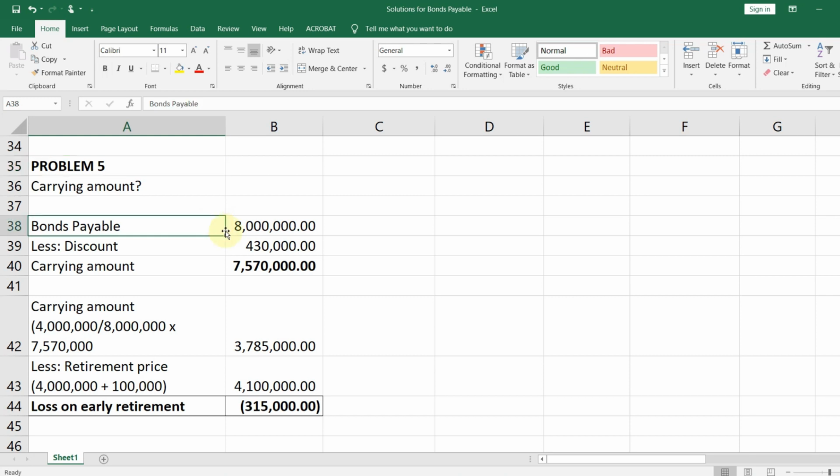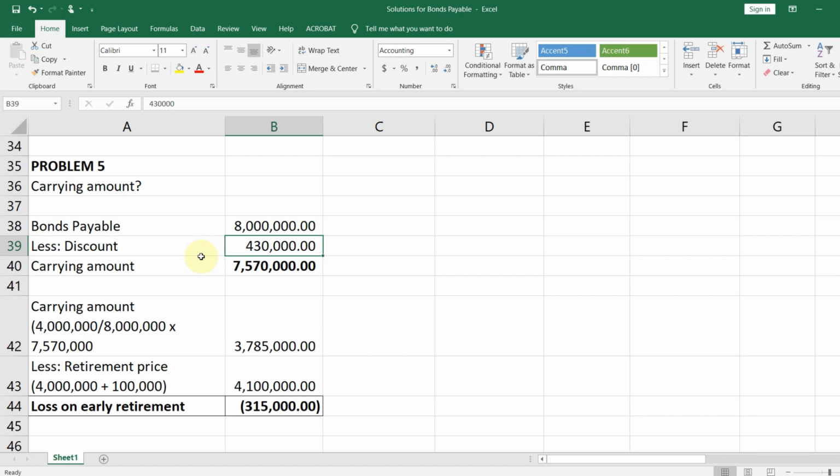Okay, so you have the face amount of the bonds payable, 8 million. Okay, less discount, 430,000. Ang talagang carrying amount niya is 7,570,000. Okay, ibig sabihin yun yung natanggap mo nung ini-issue yung bonds. Okay, so umutang ka ng 8 million, pero ang natanggap mo lang is 7,570,000. So, ganyan talagang buhay.